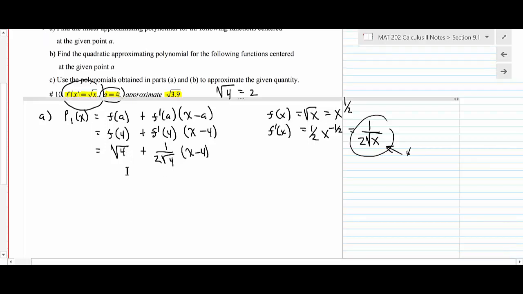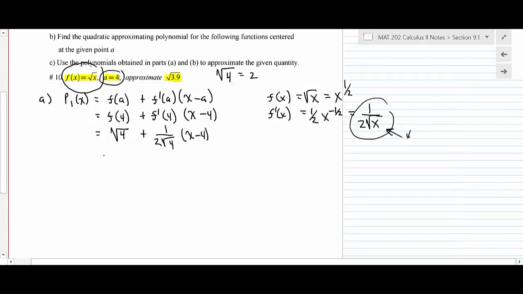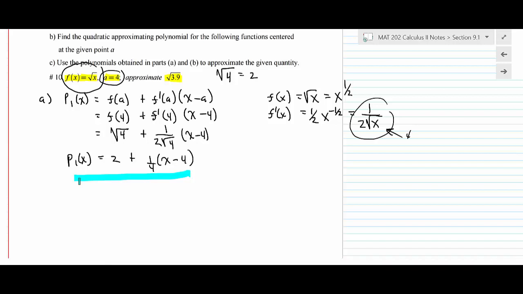All right, now let's go ahead and crunch this out and see what we get. So we're going to have 2 here. This is going to be 1 over 2 times 2, so you can do that in your head. So that would be this then. Okay, so this right here is your formula for the linear approximation. And that's the kind of stuff that generally, like I said, you do in Calc 1. Everybody follow that okay?